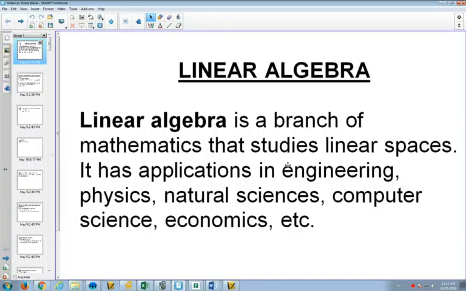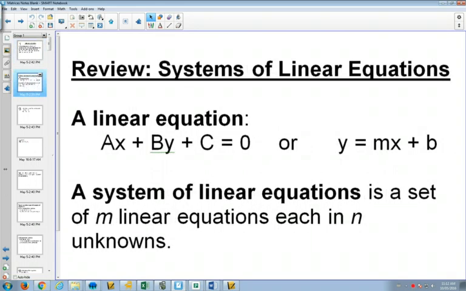All right, so we are going to look at linear algebra. This unit is going to focus on matrices, and you've done algebra of lines before, y equals mx plus b. We're going to look at that a little bit further. There's some applications in engineering and physics and a lot of computer science stuff. But to start off, we're going to review our systems of equations.